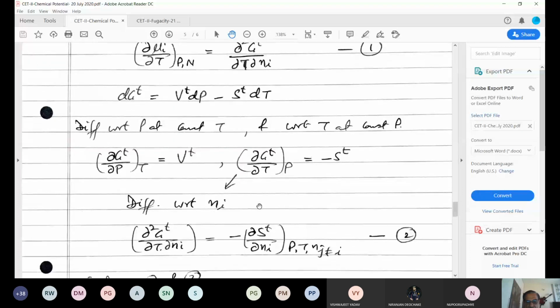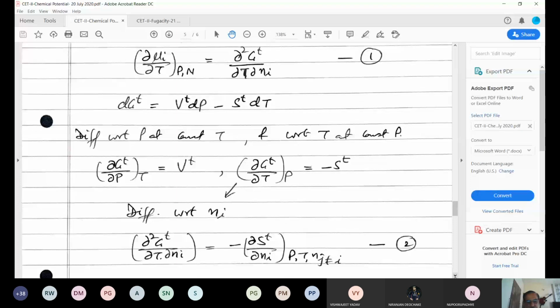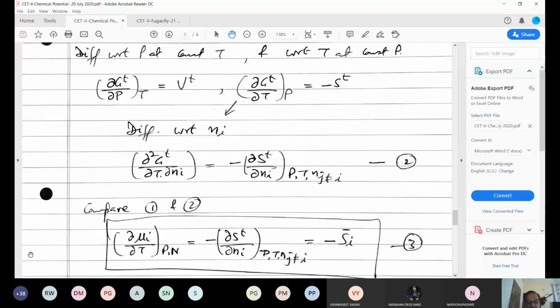Now take derivative with respect to ni. What we get is ∂²GT/∂T∂ni is equal to minus ∂ST/∂ni at constant pressure, temperature, nj not equal to i. Okay. So we compare equation 1 and equation 2. This left hand side and this right hand side are same, ∂²GT/∂T∂ni. So this left hand side and this right hand side has to be equal. And that's what we have written. ∂μi/∂T at constant pressure n is equal to minus ∂ST/∂ni at constant pressure, temperature, nj not equal to i. And this is nothing but partial molar entropy of component i by definition.